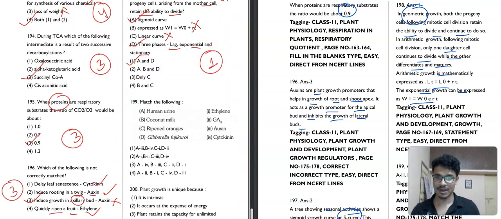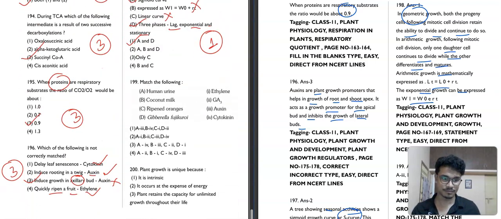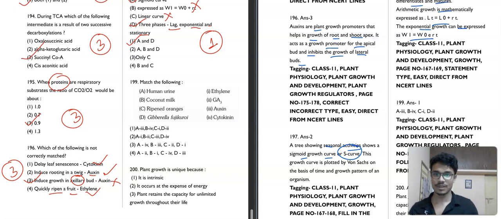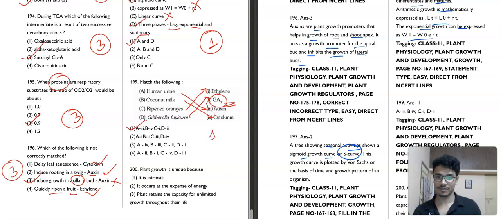Then question number 199. Human urine, you know that human urine will be matched with auxin. Auxin is extracted from human urine. Then for discovery purpose, auxin is a plant hormone, you know that. Then coconut milk, cytokinin discovery, all this for discovery. Ripened orange, ethylene. Gibberella fujikuroi, GA3 is the most used or most common gibberellic acid, GA3. So correct answer is option number first.